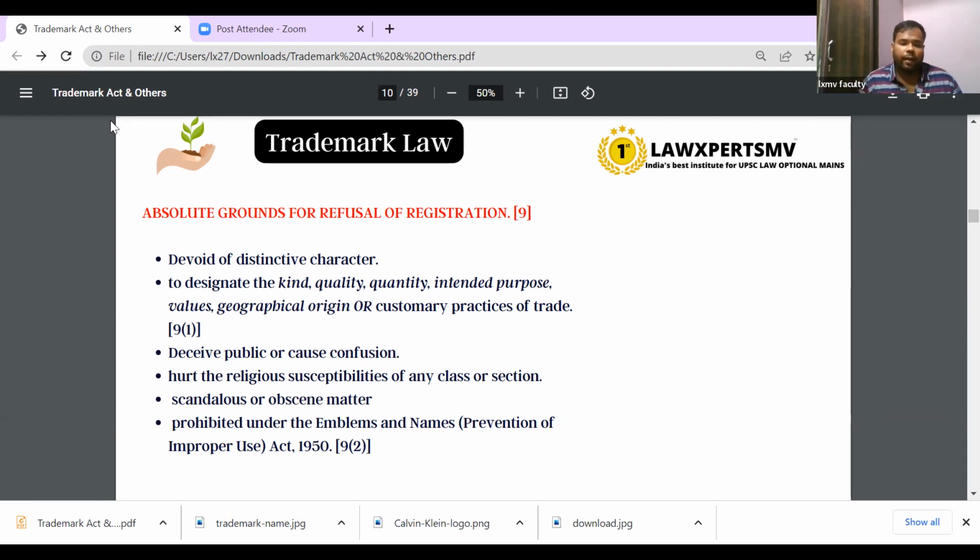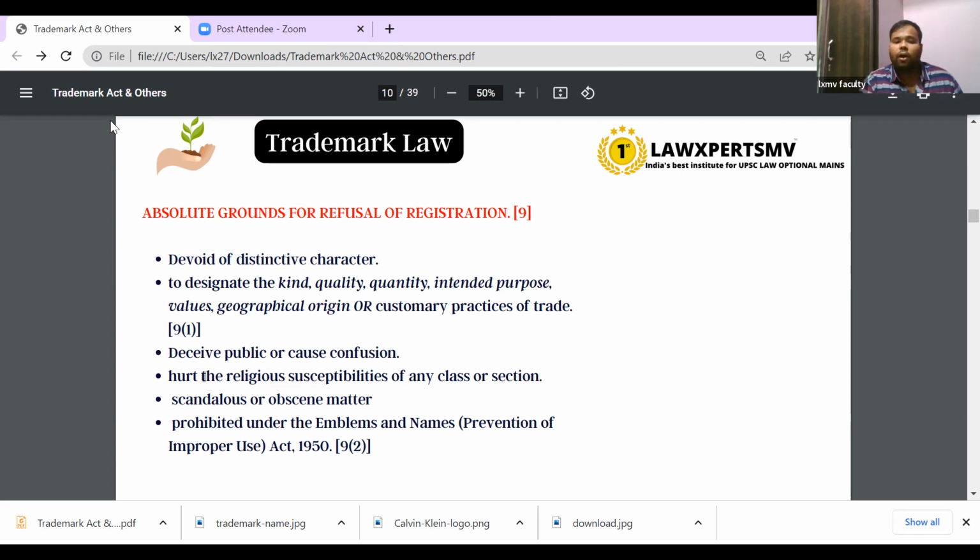Similar to that, if you go to the Trademark Act under Section 9, for certain things you cannot get the trademark. If you give a particular name and that name does not have any distinctive character, then you cannot get the trademark for it. And if you give a name which is indicating only the kind, quality or quantity, or which has only customary practices, a word having nothing distinct in it, then the registrar will refuse to take your name. And if your name, if it is accepted, would cause some confusion to the public, then the registrar will obviously not accept your application.